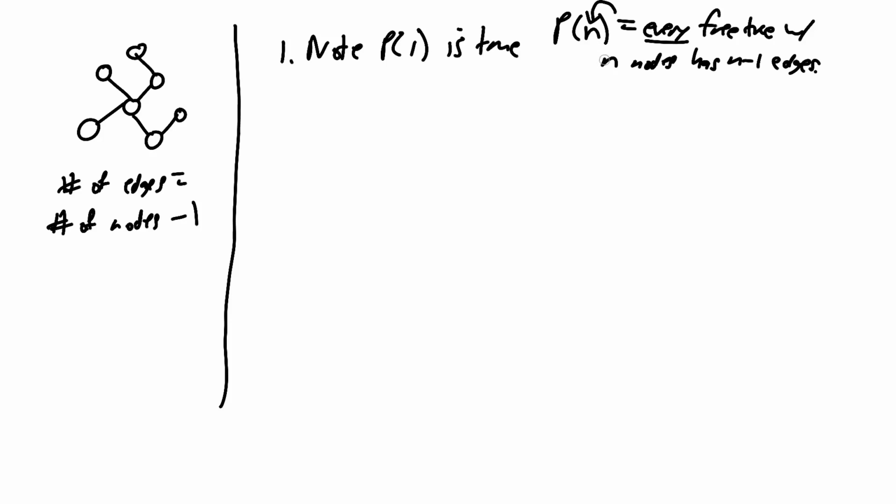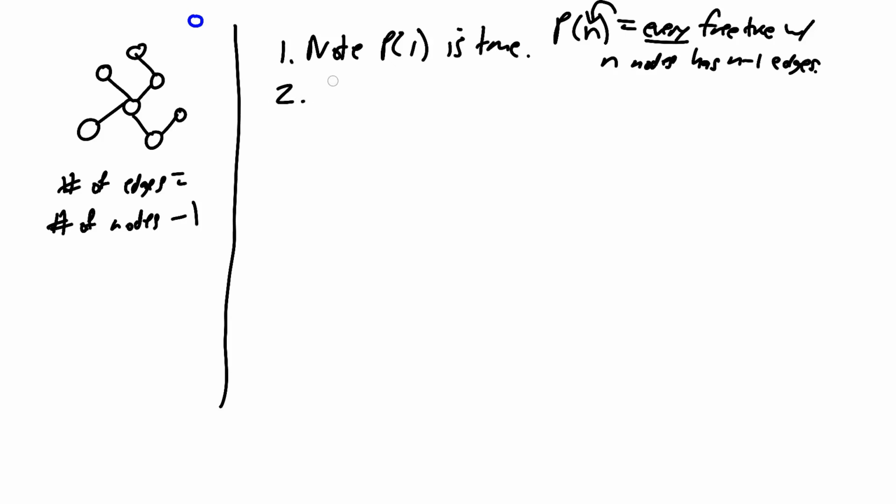Therefore, if we can prove this for all positive integers, we've proved it for all free trees. Okay, so first we note that P1 is true, duh, right? If there's a free tree with one node, it has 0 edges. I'll just draw that here for illustration. Isn't that a nice little tree? Okay. All right, back to business.